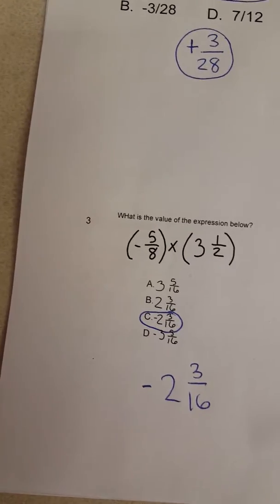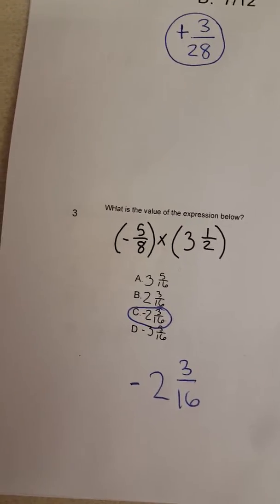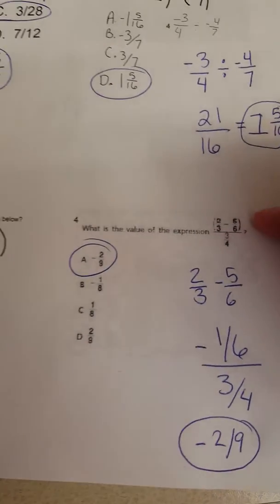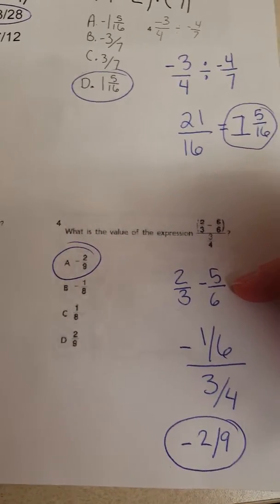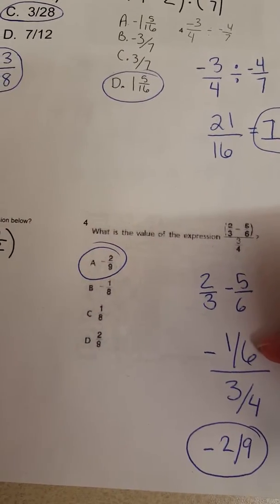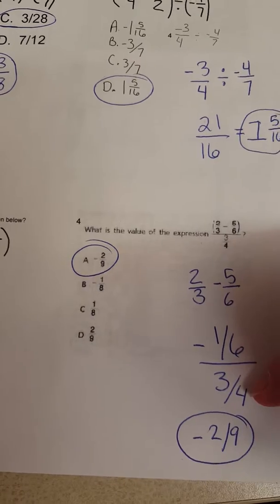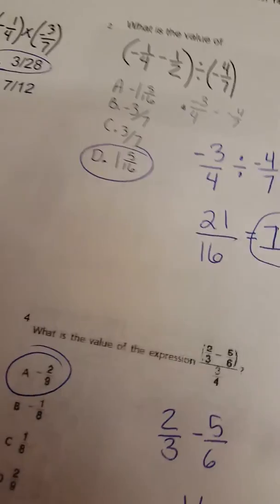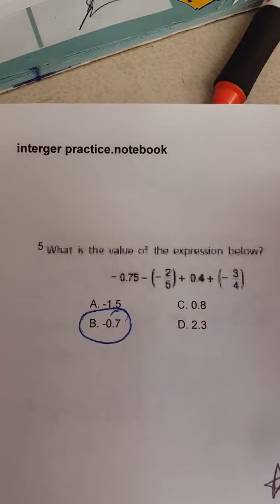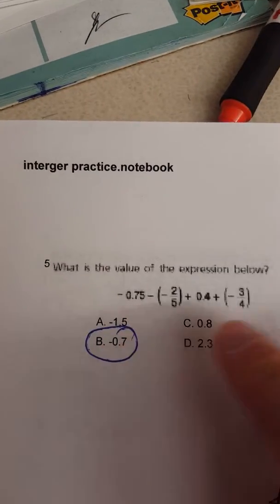Number 3, another one, just punch in the calculator. Truly as simple as that. Question number 4, the trick is that you have to do 2/3 minus 5/6 first and get negative 1/6, and then divide that by 3/4 to get negative 2/9. Number 5, punch it in your calculator as it's written.